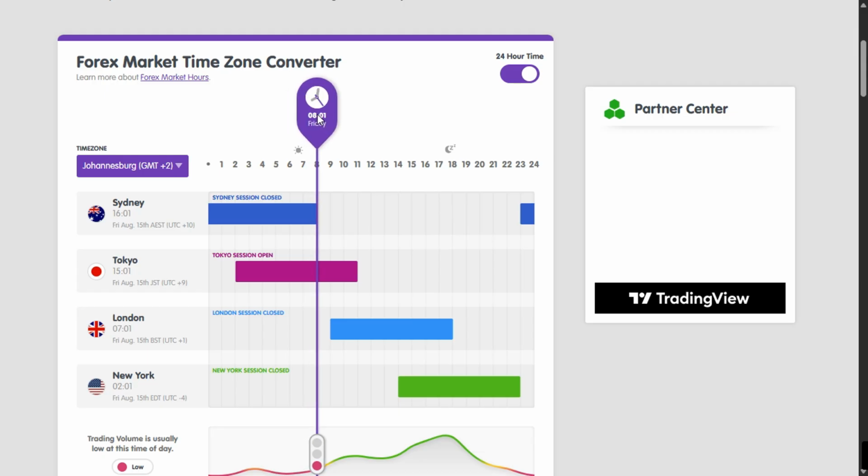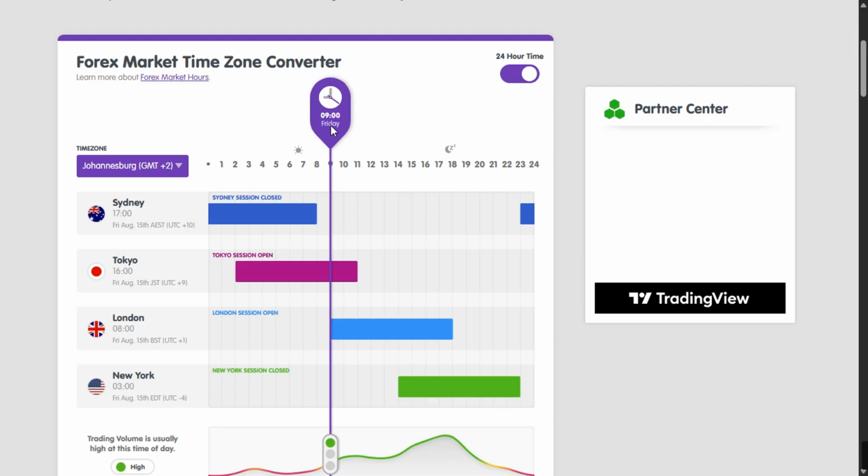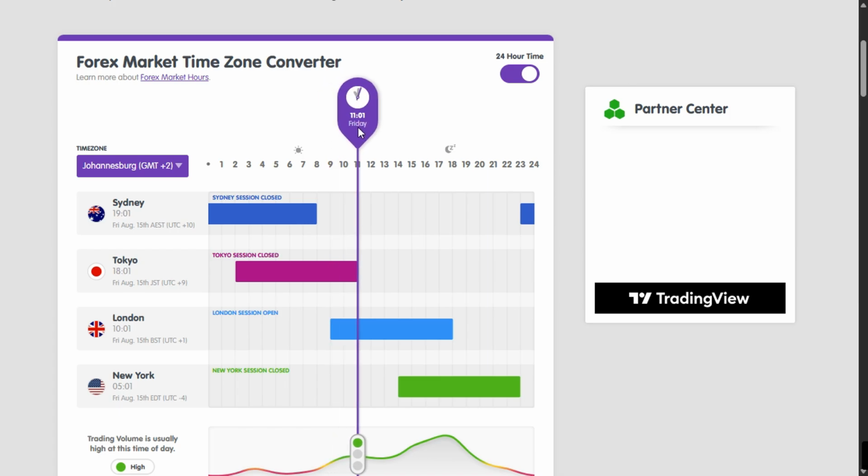Sydney wraps up at 8 a.m., but Tokyo keeps running until 11 a.m. Now here's where the real volatility can start. At 9 a.m., the London session opens. And for a couple of hours, London and Tokyo overlap, which can create some interesting price moves.